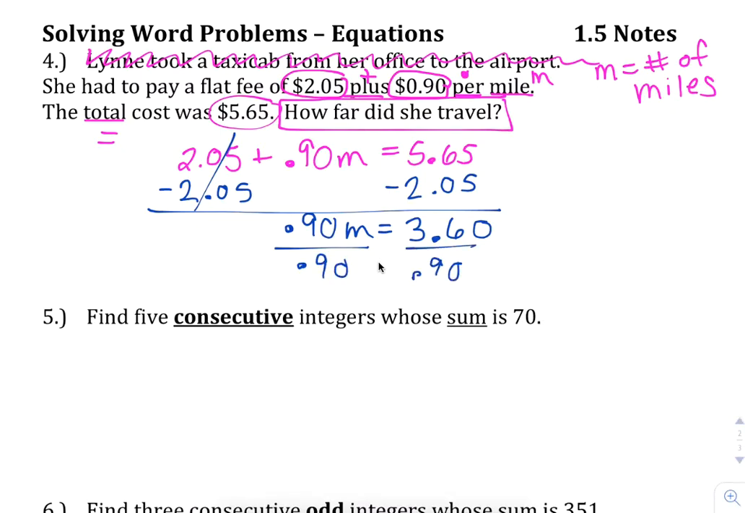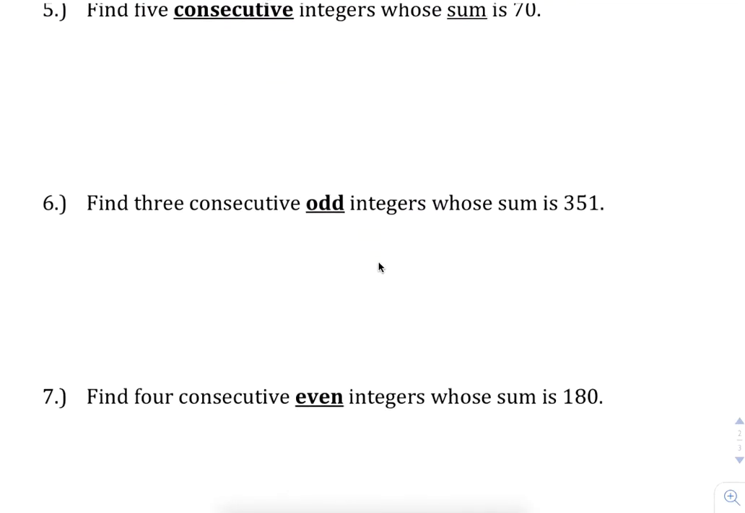All right, go ahead and type in your calculator, $3.60 divided by 90 cents. What is your M? Perfect. It should be 4, but 4 what? We need our units. 4 miles traveled. 4 miles is our final answer. Okay. If you need to copy that down, you can go ahead and do that now. Otherwise, we have 3 more questions.